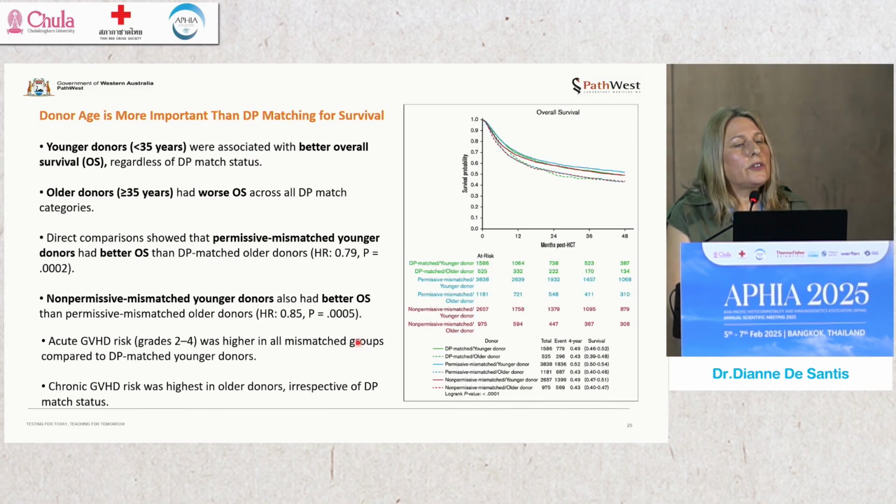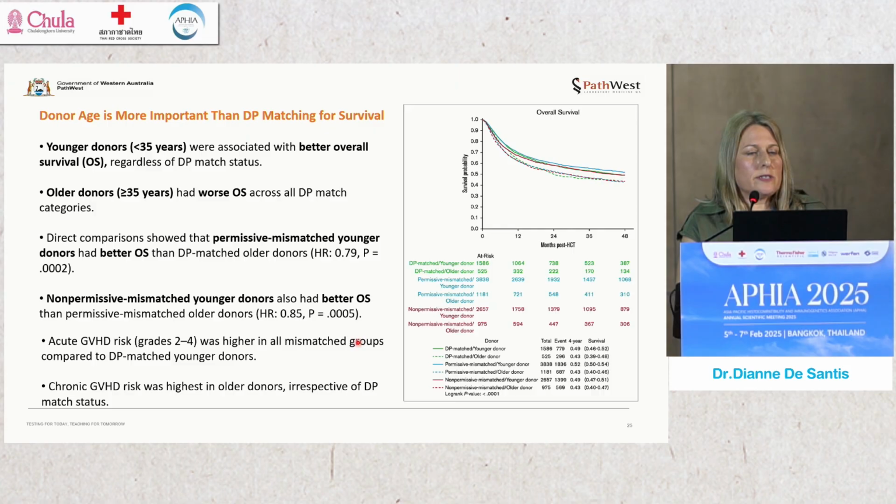And they showed that donor age was more important than DP matching for survival. So younger donors were associated with better overall survival in patients, regardless of DP match status. Patients who were transplanted with older donors, greater than 35 years, had worse overall survival across all DP matched categories. Direct comparison showed that permissive mismatched younger donors had better overall survival than DP matched older donors, and non-permissive mismatched younger donors also had better overall survival than permissive mismatched older donors.